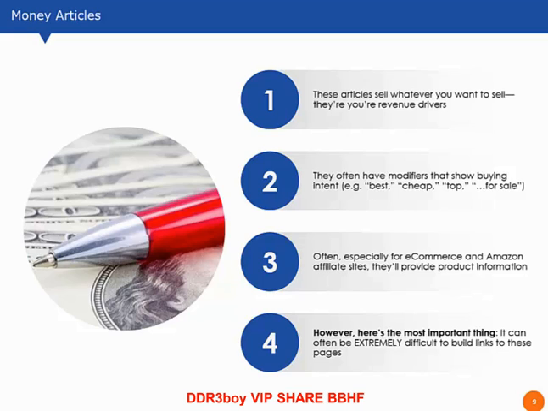Third, these articles often provide product information. And of course, this won't be true for all sites. Some AdSense sites might not necessarily provide product information, but for lots of sites, especially big e-commerce sites or an Amazon affiliate site, they're going to provide product information. And fourth, and most importantly, it can often be extremely difficult to build links.